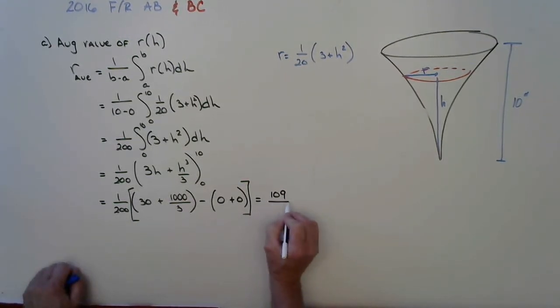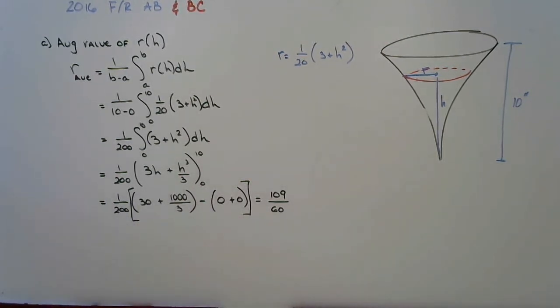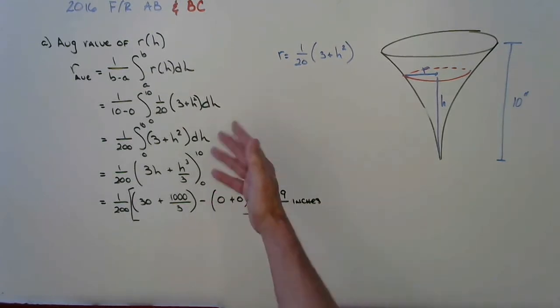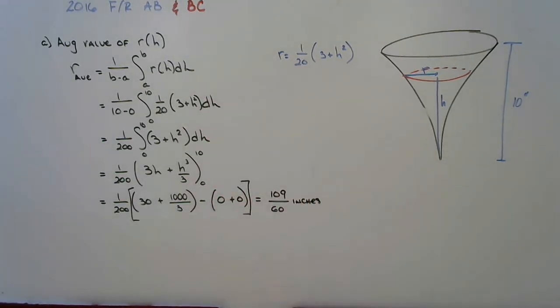I'm not going to do the elementary school arithmetic. Now, they wanted the average value of the radius, so that's 109 over 60 inches, because those are the units. So I scared you, making you think it was a related rates problem. It looks like it is, and I turned it into an average value of a function problem. You shouldn't have been scared at all. You got 3 points for doing that, if you remembered the formula and got the numbers right.